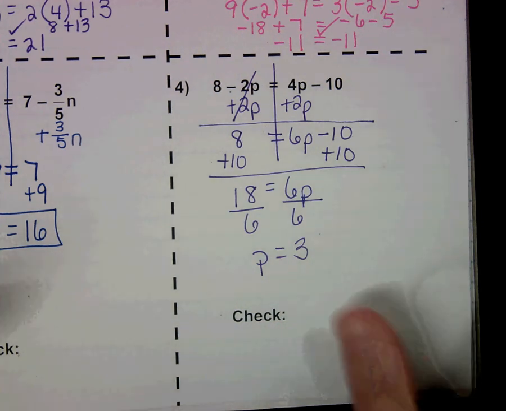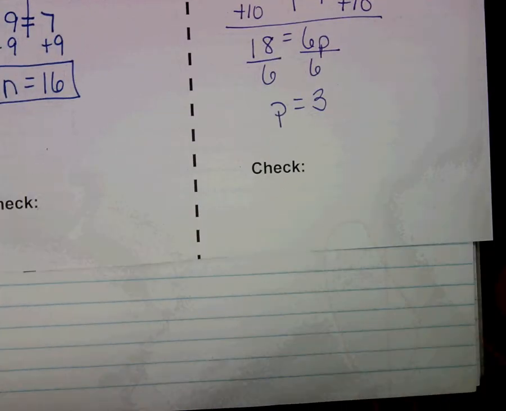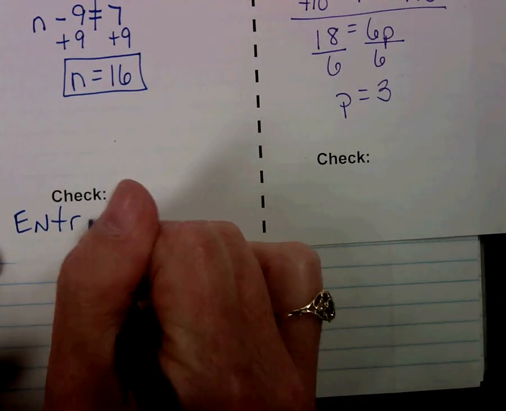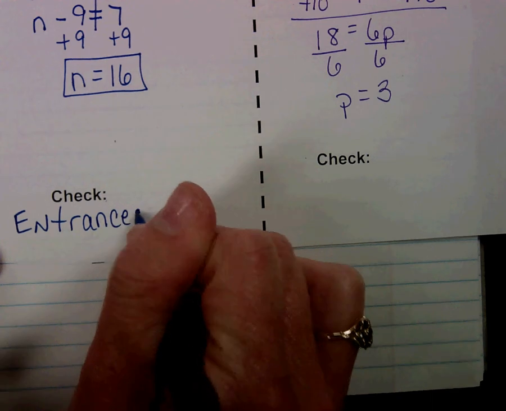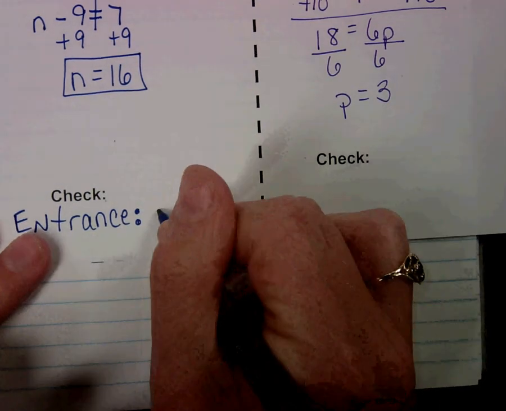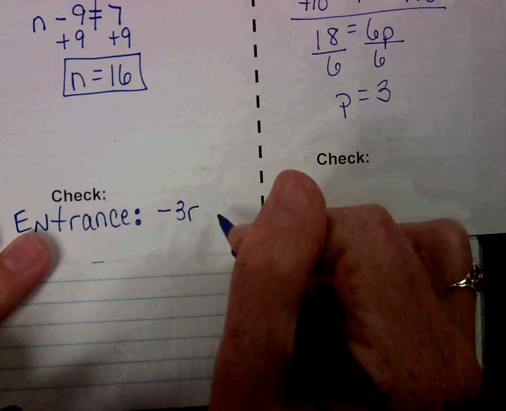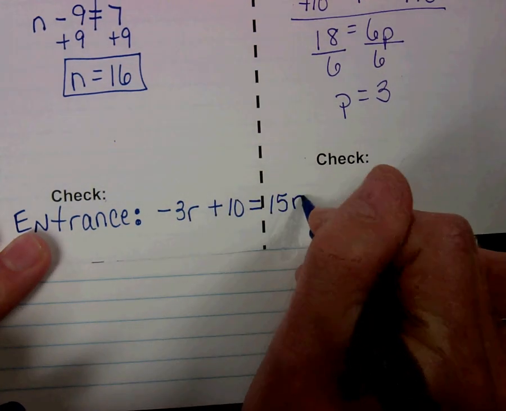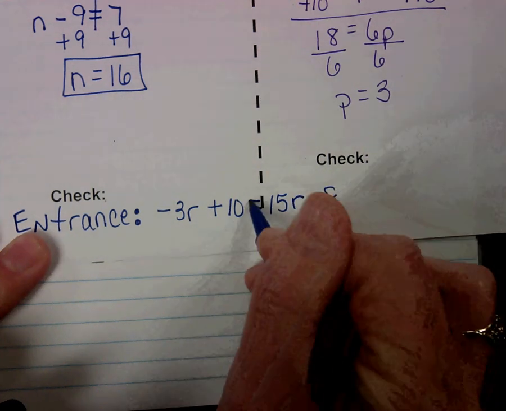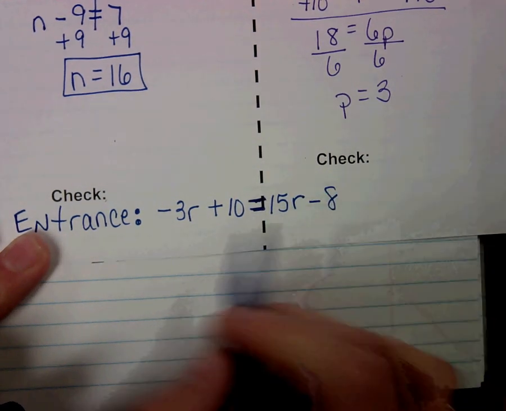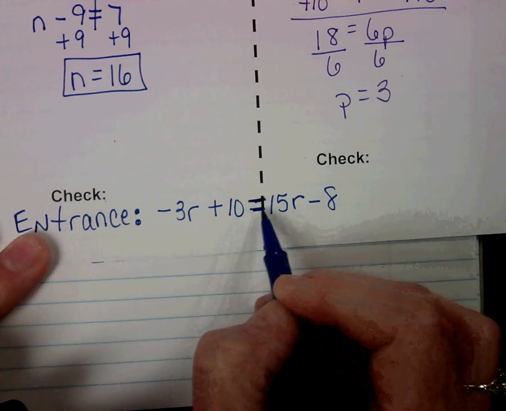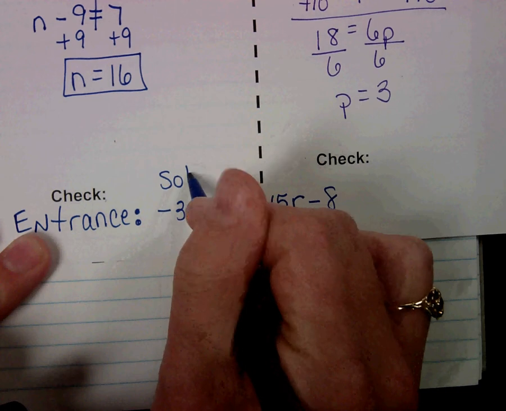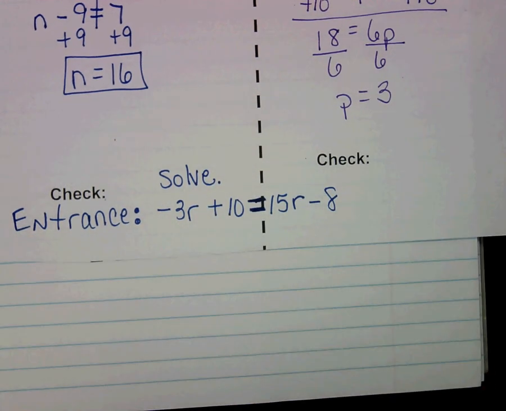For your entrance ticket, I want you to try to solve the following equation. And I also want you to remember to do your video check, your CFU, before you log out of Canvas. If you're not in Canvas, you need to go get into Canvas. Okay, so negative 3r plus 10 equals 15r minus 8. Solve that and be ready to post it on the board tomorrow.